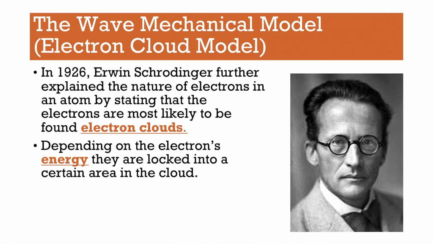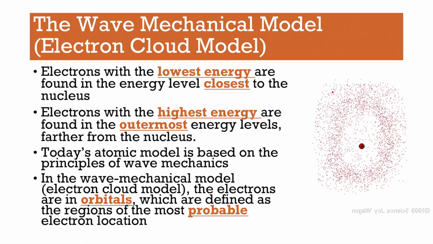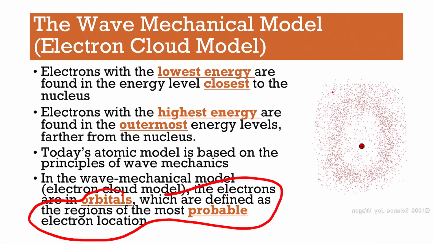Again, we also talked about Erwin Schrödinger and his wave mechanical model and how electrons weren't in these exact perfect orbits, but rather in these clouds. And depending on their energy, they're locked into certain areas of that cloud. So, again, the orbitals, which he said are the most probable locations of that electron. And again, the farther away or the outermost energy levels, the higher energy the electrons are, and the electrons with the lowest energy are closest.